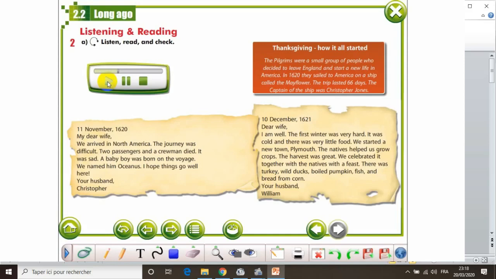November the 11th, 1620. My dear wife, we arrived in North America. The journey was difficult. 2 passengers and a crewman died. It was sad. A baby boy was born on the voyage. We named him Oceanus. I hope things go well here. Your husband, Christopher.